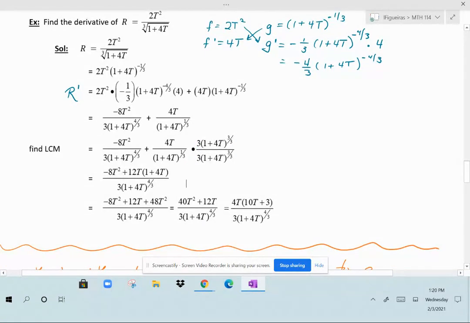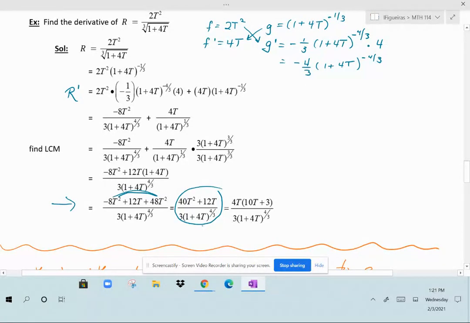But it also means that I can combine all these numerators, which is what you see here. So the 3 and the 4 combined, which is where I get 12t, and then I just have to distribute that 12t across the 1 plus 4t, which is what I did on this line. So you get negative 8t squared plus 12t plus 48t squared over the common denominator. These two are like terms, so I get 40t squared plus 12t over 3 times 1 plus 4t to the 4/3 power.